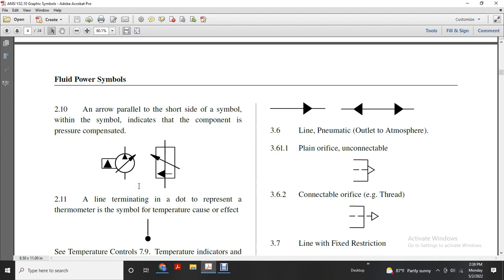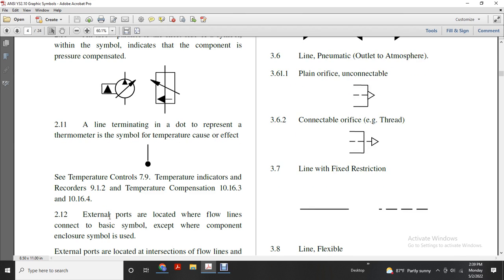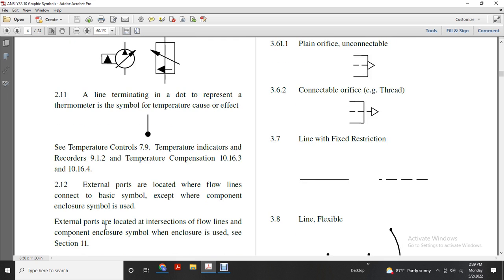A line terminating in a dot represents a thermometer symbol with the temperature, cause, and effect. See temperature 7 to 9, temperature indicators and recorders 9.12, temperature compensation 10.6.3, 10.16.3, and 10.16.4. External ports are located with the flow lines connected to the basic symbol, except where the component enclosure symbol is used.